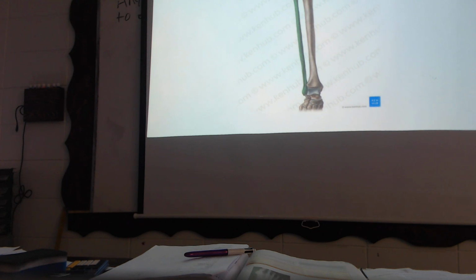What hole is this? It's a foramen, yep. Obturator. Obturator foramen.